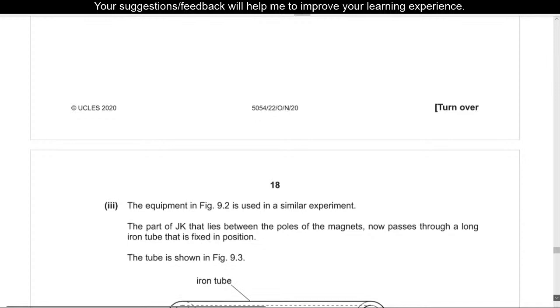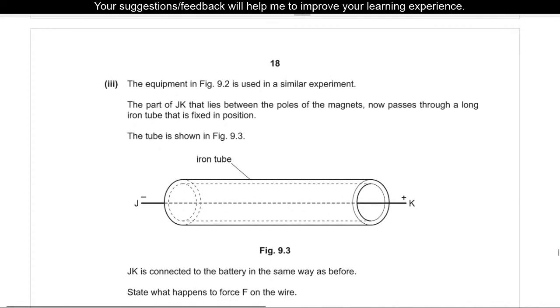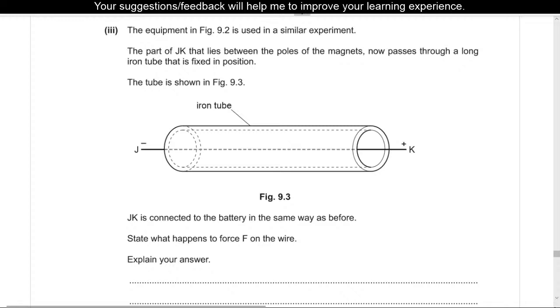The equipment is used in a similar experiment. The part of JK that lies between the poles of the magnets now is fixed in position. The tube is shown in figure 9. JK is connected to the battery in the same way as before. Everything is the same, just an iron tube has been introduced in between. Explain your answer.